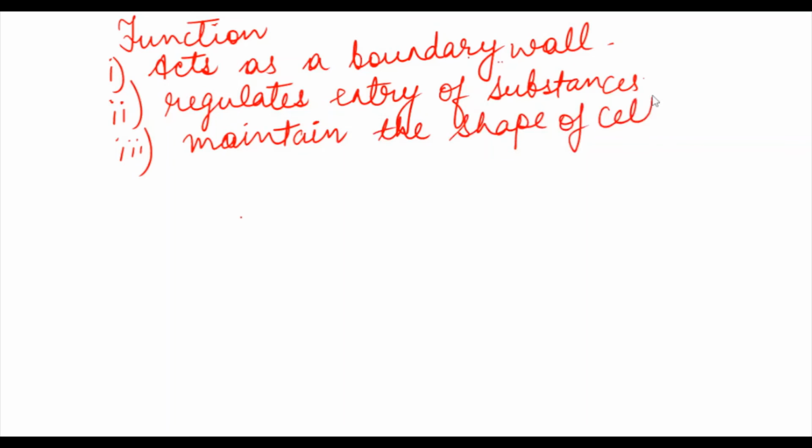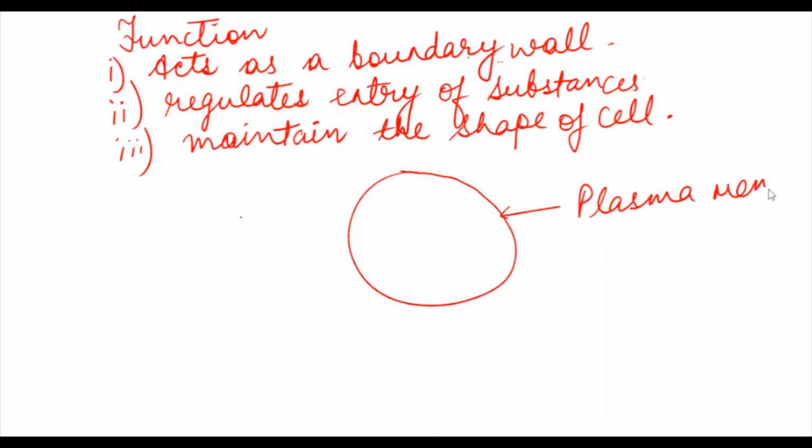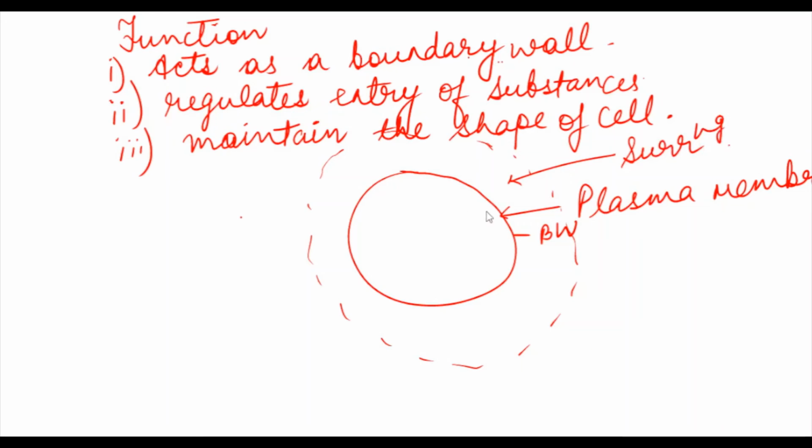Now let us see the details one by one. Suppose this is an animal cell, let us say, and this is the plasma membrane. Okay. Now you can see the plasma membrane is actually behaving like a boundary wall. Why so? Because if this is the surrounding of this cell, and this is the interior of the cell.